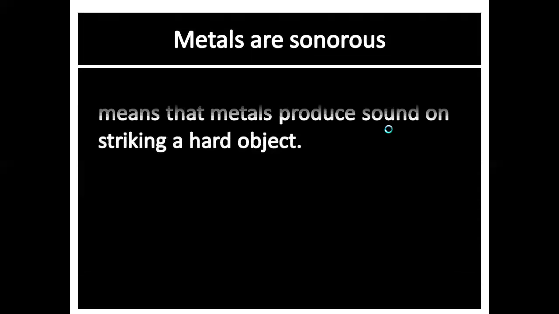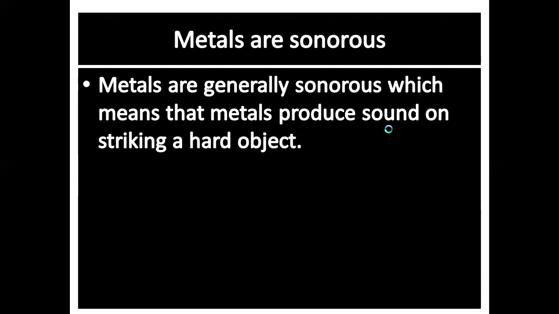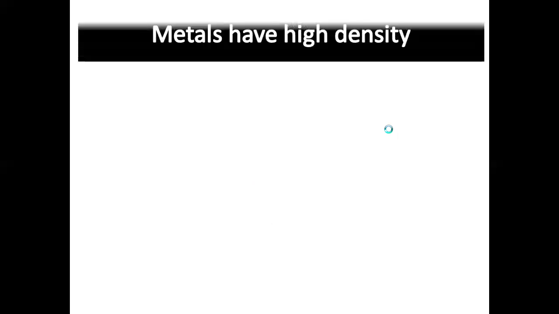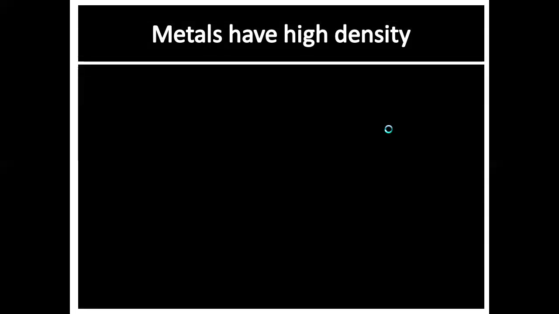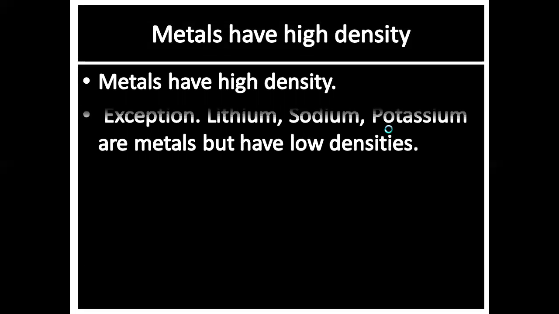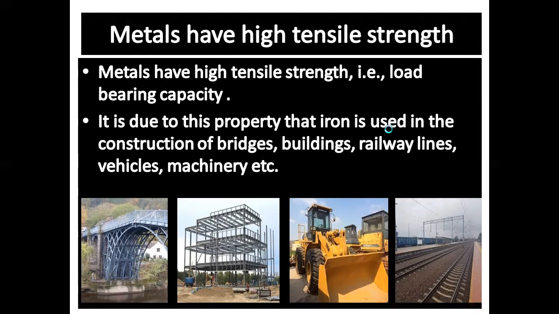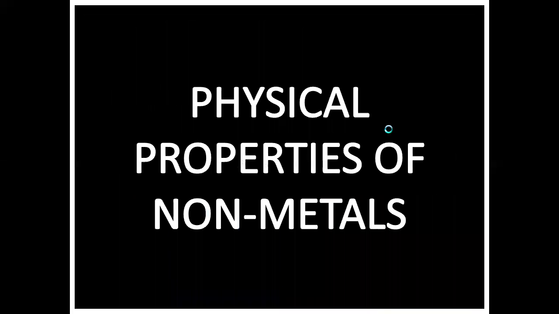Metals are sonorous, that is, they produce sound on striking a hard surface. Metals have high density, with the exception of lithium, sodium and potassium, which are metals with low densities. Metals have high tensile strength. Due to this property, iron is used in construction of bridges, buildings, railway lines and machinery, vehicles, etc.